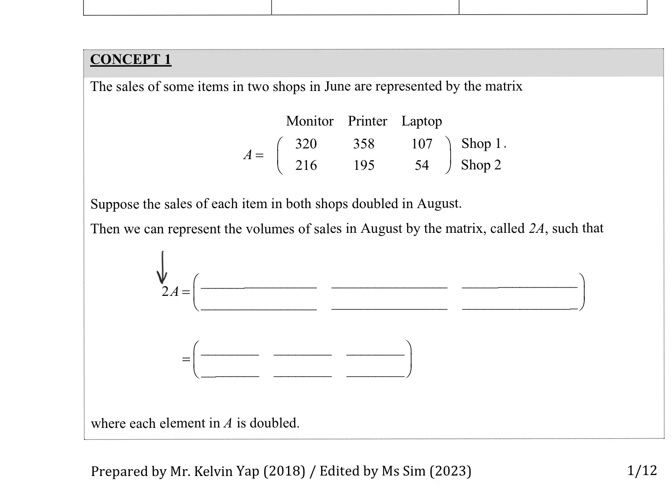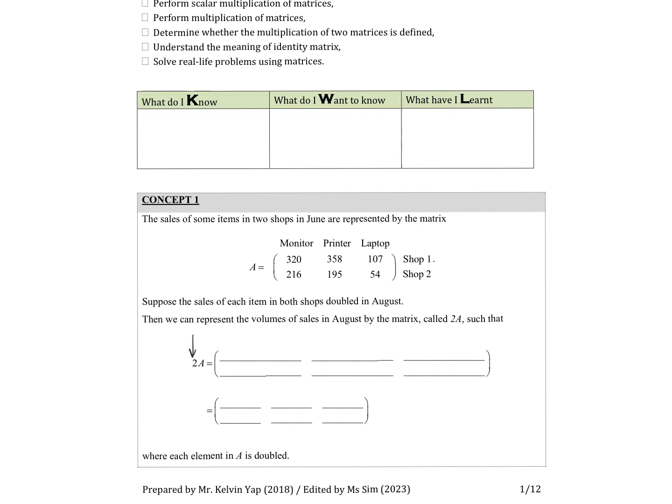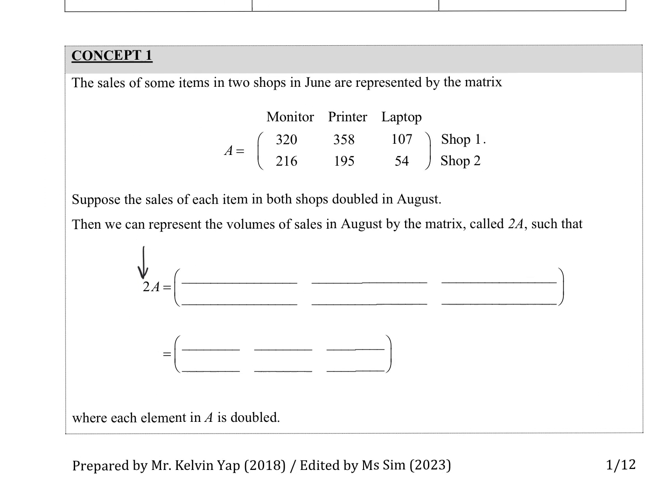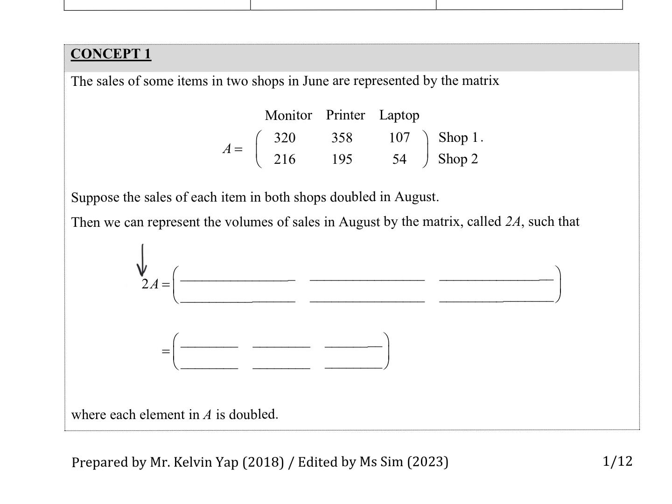Faster. I'm starting. Okay, now it's multiplication. Please pay attention. It's the toughest part of matrices. Okay, now it's multiplication. When you do multiplication, there are 2 types. This one is called scalar multiplication.